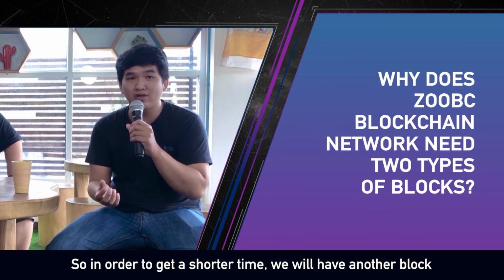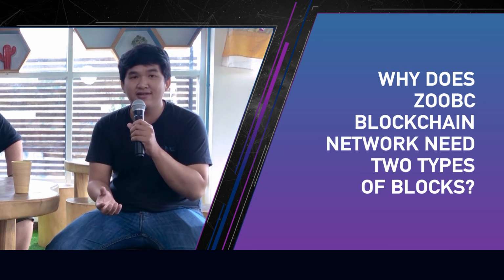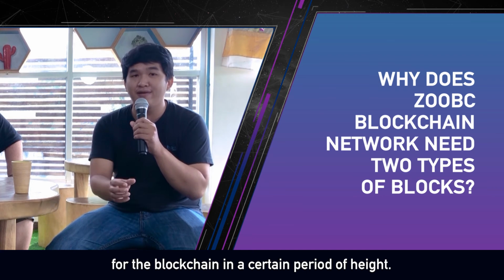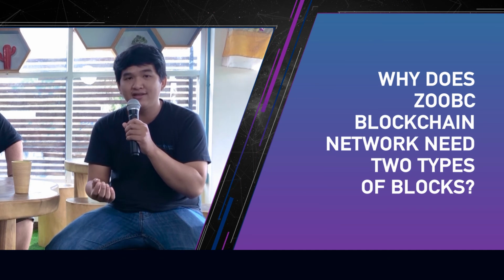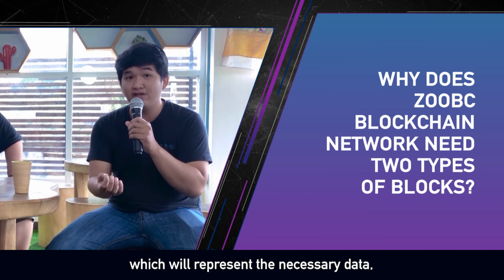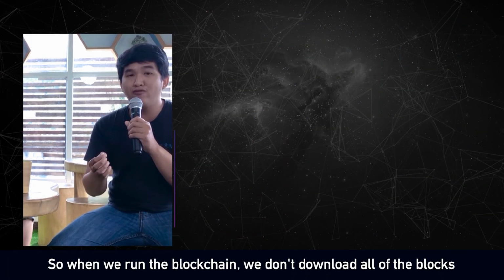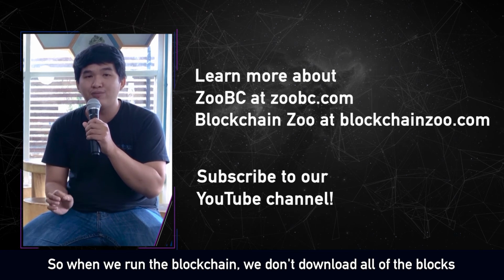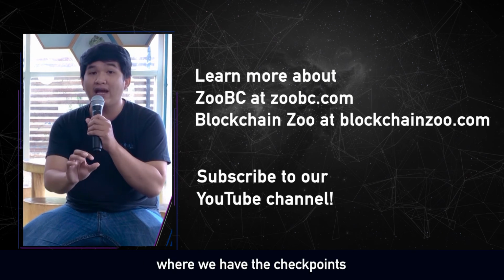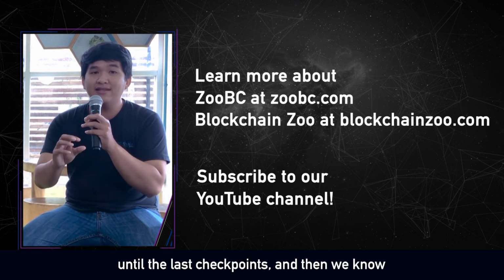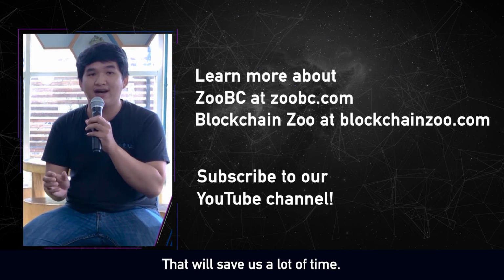So in order to get a shorter time, we will have another block that will take a checkpoint for the blockchain at a certain height. So at a certain height of the blockchain, we will take a snapshot which will represent the necessary data, not all of it, the necessary data to run the blockchain. So when we run the blockchain, we don't download all of the blocks from the very beginning. We download the other type of blocks where we have the checkpoints until the last checkpoint, and then we know where we should download the blocks from. That will save us a lot of time.